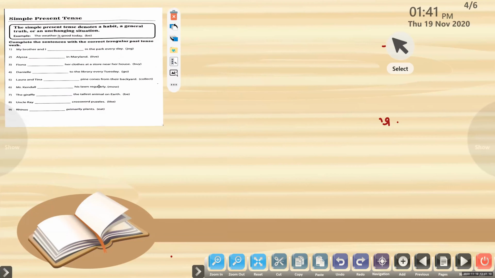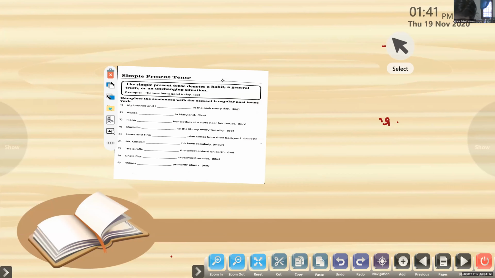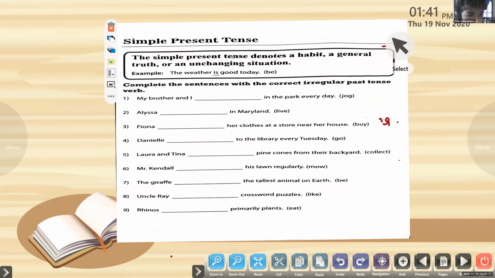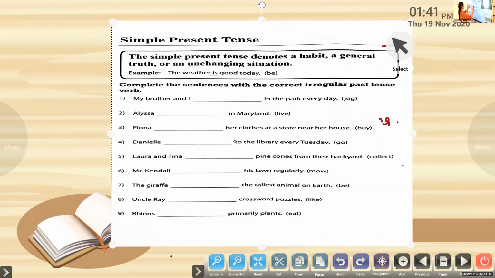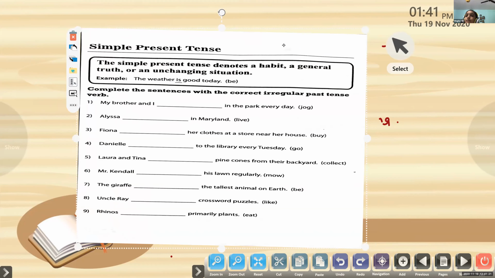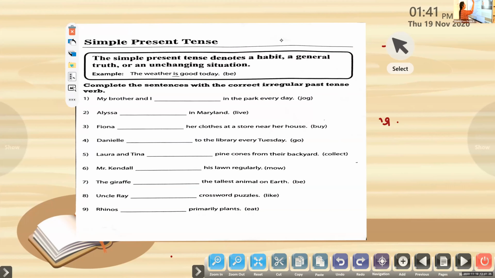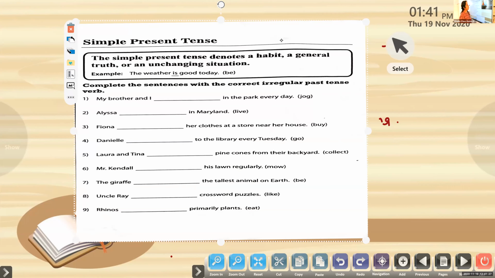Yes, ma'am. Can you see this exercise? I'll make it big. Thank you, ma'am. Can you see? Yes, ma'am. Okay, there you can see some verbs in the bracket. We have to use the correct form. And look at the first part of this worksheet.